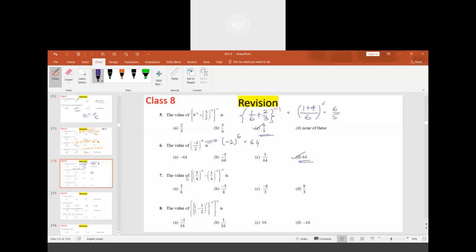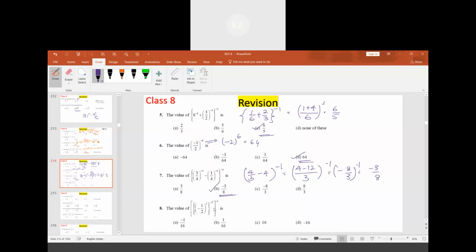Find the value of this. Again, we have to make the reciprocal. This becomes 4 by 3 minus 4 by 1, to the power minus 1. LCM is 3. So 4 minus 12 is minus 8 by 3, to the power minus 1. This will be minus 3 by 8. Option B, minus 3 by 8. Yes, very good.